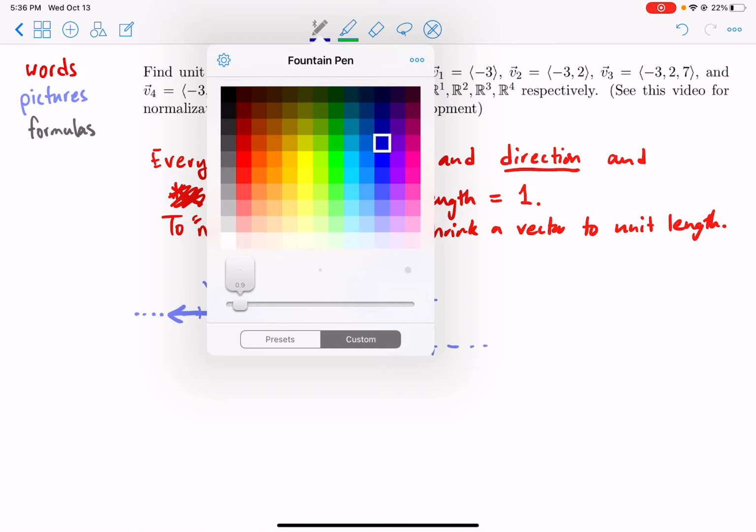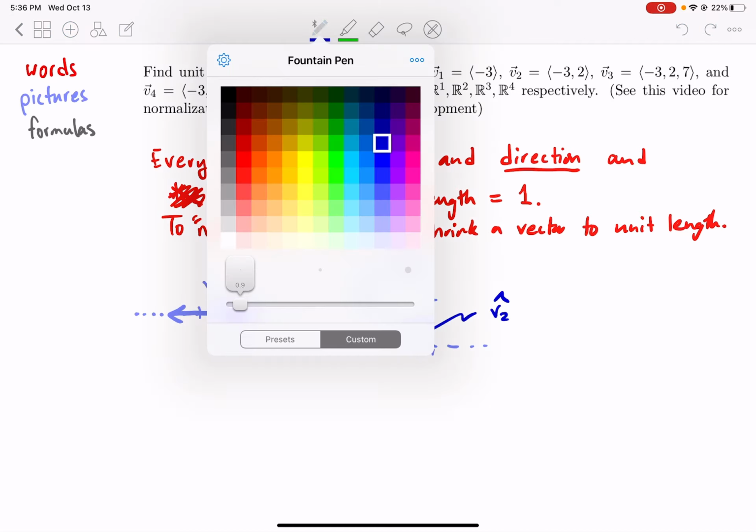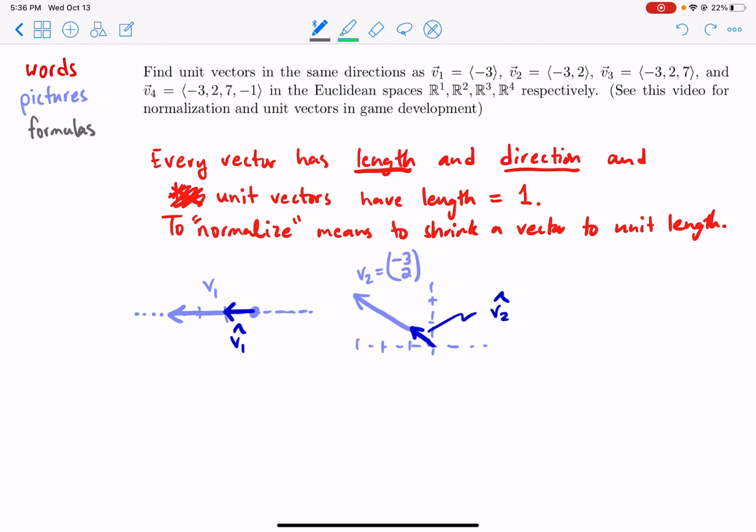Oh, maybe I'll add one more thing to the picture. So this would be V1 hat. And this is V2 hat. In other words, it's the unit vector. So I label that in my picture, it's the vector that has the same direction, but unit length. Length is 1. Okay. Now I can compute.